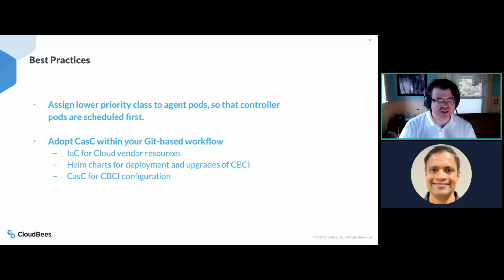You can declare just about everything as code, which gives you a lot more flexibility, especially if you have an issue where you have to spin up another controller really quickly. You can utilize the same configuration as code bundle without having to worry too terribly much about failures or unavailability of those jobs. And then the last point there, which is the middle point, is Helm charts for deployment and upgrades. Highly recommend Helm.